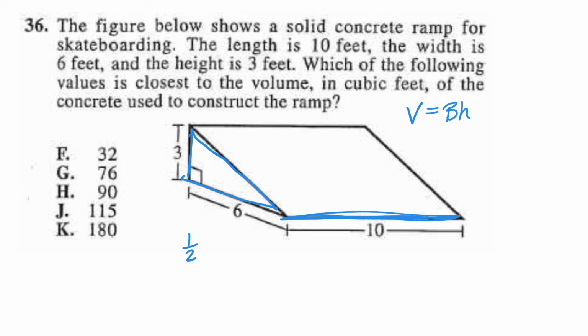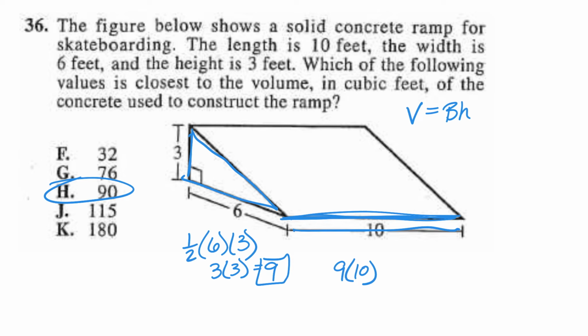So we're going to find our base area, which is 1/2 base times height. Half of 6 is 3. So 3 times 3 is 9. So the area of our base is 9. And we basically have 10 of those triangles stacked up together. So our volume is going to be 9 times 10, which is 90 cubic feet.